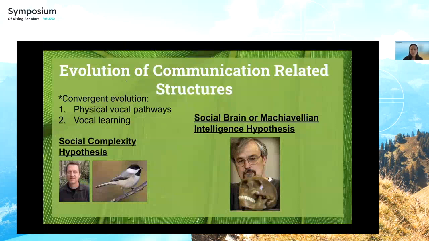The evolution of communication-related structures is thought to be a convergent evolution, and there are two steps. First, physical vocal pathways need to evolve, then comes vocal learning and learned communications. It could be explained by two previous hypotheses: the social complexity hypothesis proposed by Todd Freeberg's study in Carolina chickadees, and the social brain hypothesis proposed by Robin Dunbar.